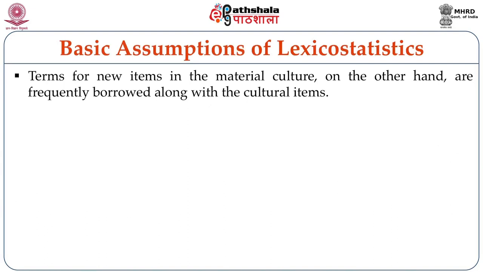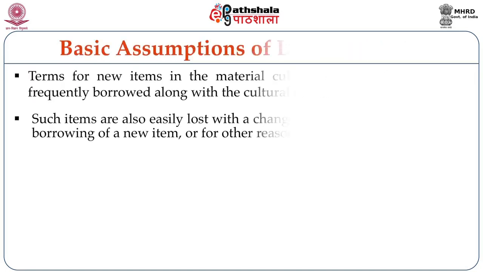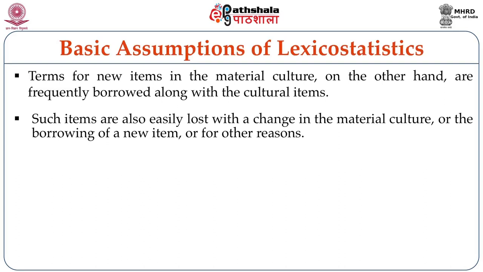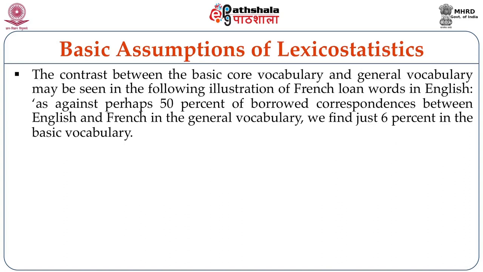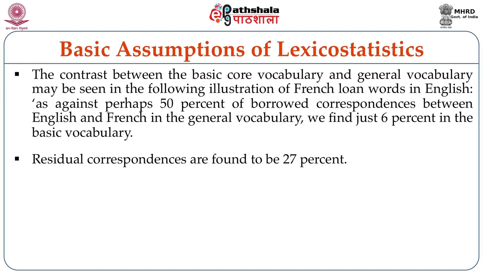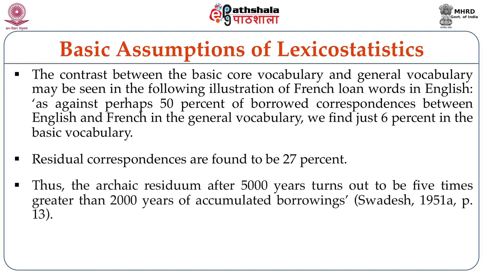Terms for new items in the material culture, on the other hand, are frequently borrowed along with the cultural items. Such items are also easily lost with a change in the material culture or the borrowing of a new item, or for other reasons. The contrast between the basic core vocabulary and general vocabulary may be seen in the following illustration of French loan words in English. As against 50% of borrowed correspondences between English and French in the general vocabulary, we find just 6% in the basic vocabulary. Residual correspondences are found to be 27%. Thus, the archaic residuum after 5,000 years turns out to be 5 times greater than 2,000 years of accumulated borrowings.